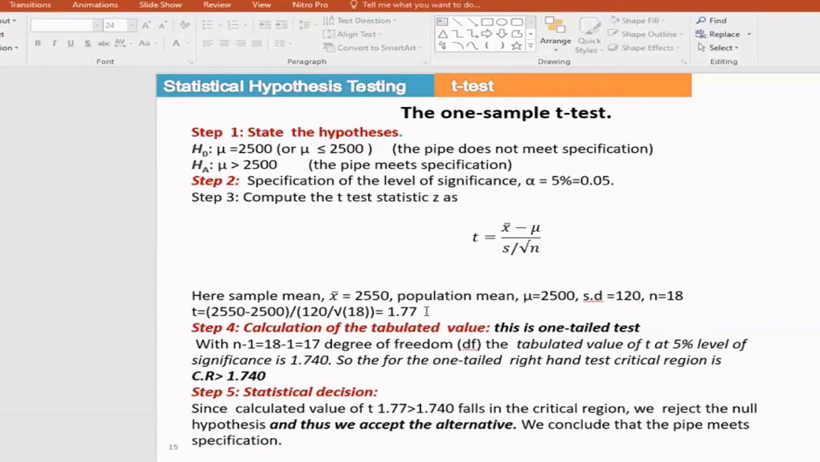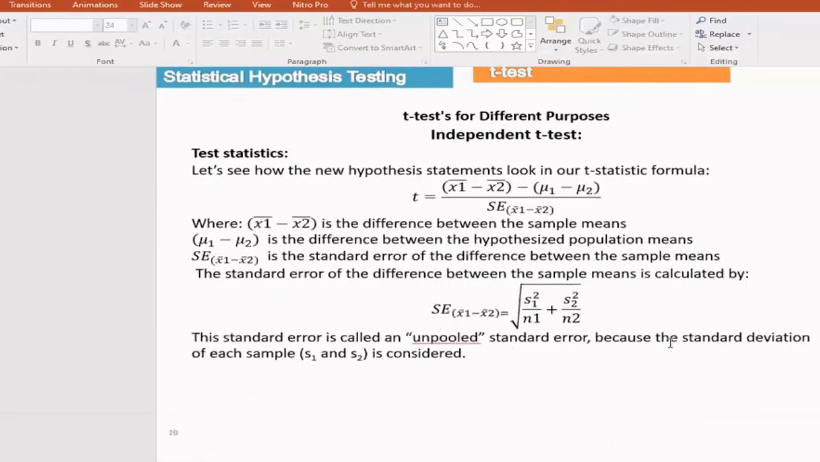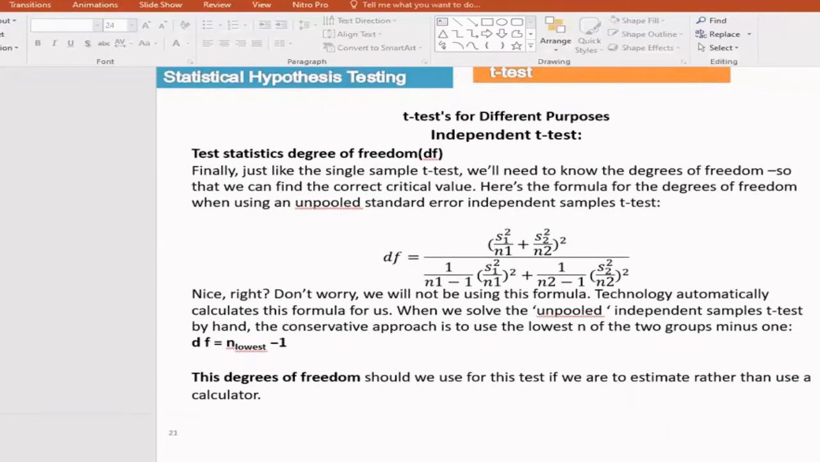So now we have to find the tabulated value of t from the table, and we have to consider the degrees of freedom. Now remember that our level of significance for one tail is 0.05. Okay. Now let us use the table. As I told you, at the end of the slide, I put the table for you.